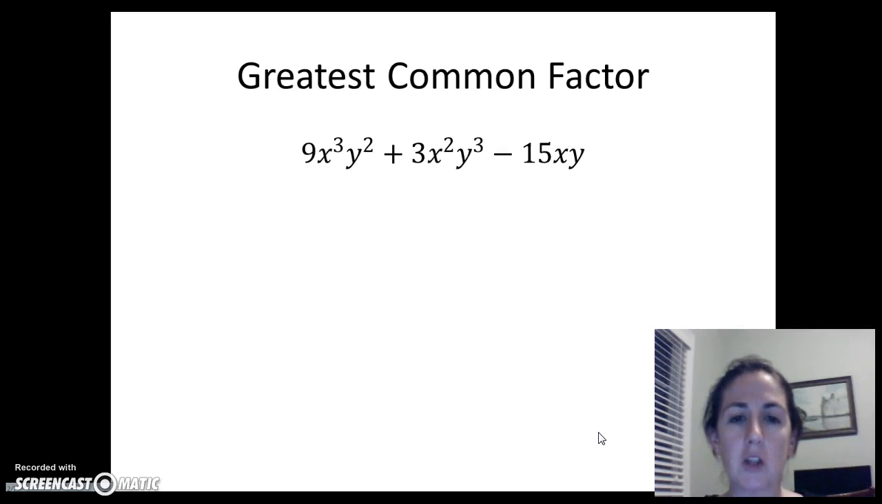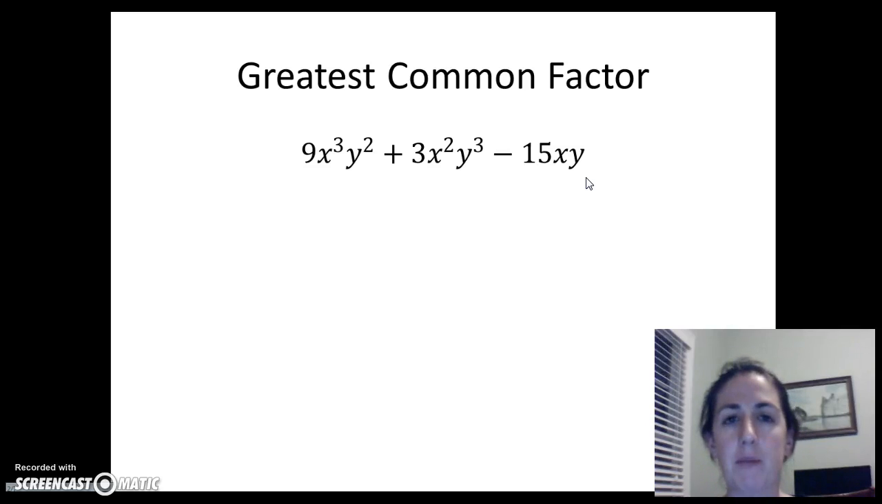So we're going to look at each of those terms and determine the biggest number and the highest power of variable that goes into all 3 of those. So as you can see, 9, 3, and 15 are all divisible by 3. They all have at least one x, and they all have at least one y. So the greatest common factor would be 3xy.